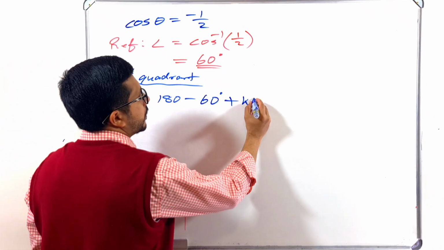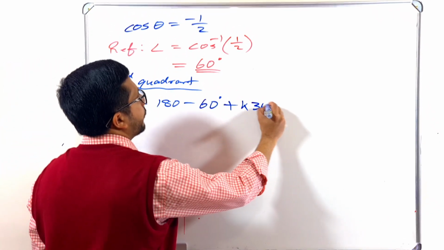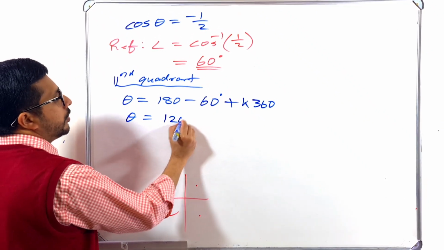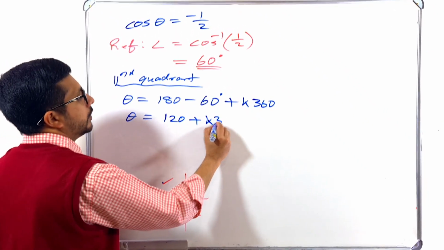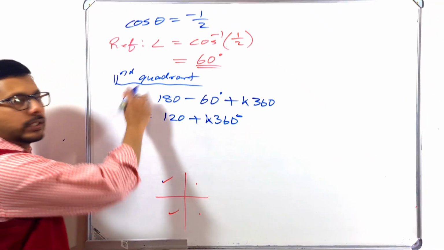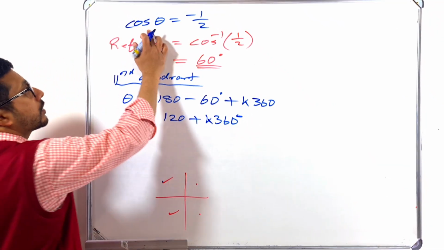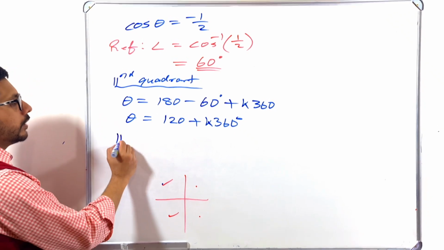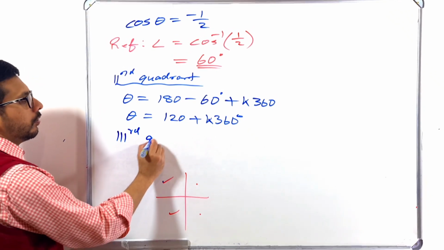So it is plus k 360. So theta is equal to 180 minus 60, is 120 plus k 360. So that is in the second quadrant. So cos is negative in the second and third quadrant. Now we have to write about the third quadrant.